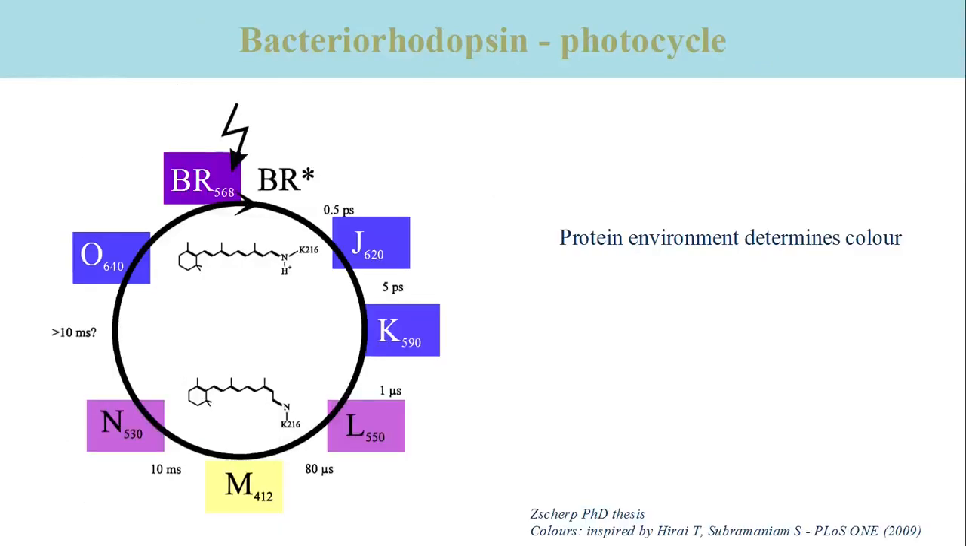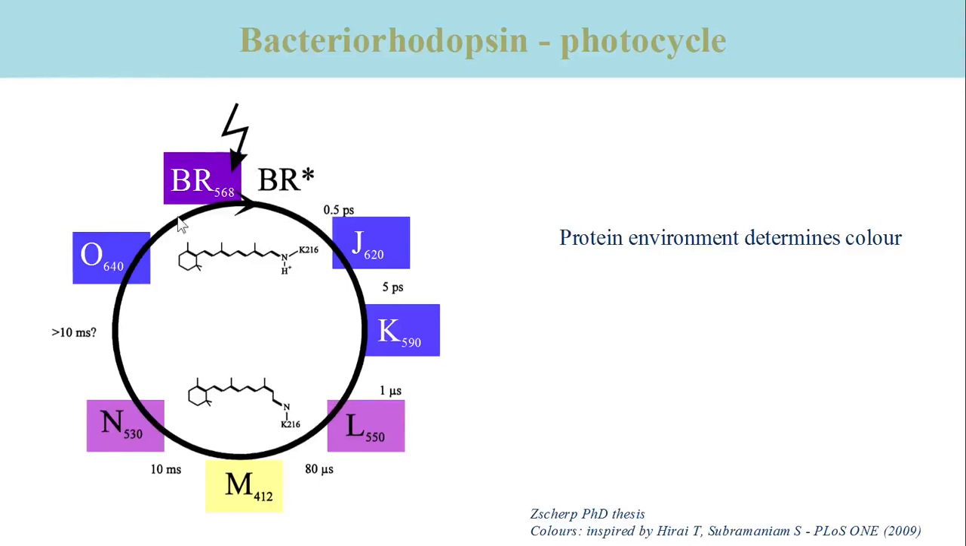The photoreaction of Bacteriorhodopsin proceeds via several intermediate states. The intermediates are designated by capitals. Br is the ground state that absorbs a photon. It is also called resting state. In Br star, the retinal is in an electronically excited state. The photocycle proceeds then via intermediates J, K, L, M, N, and O back to the ground state.